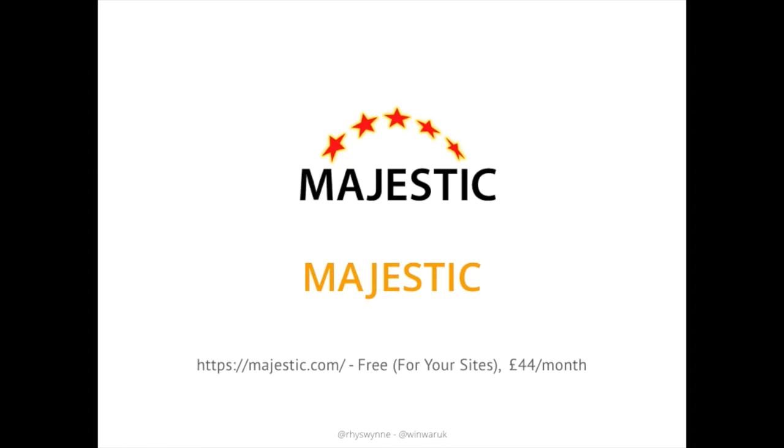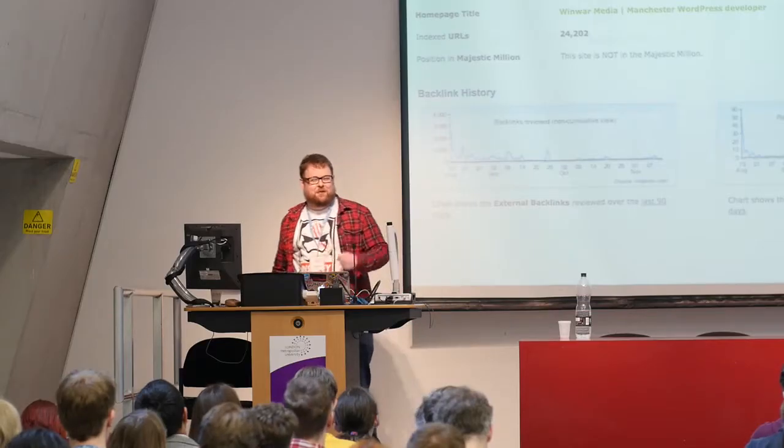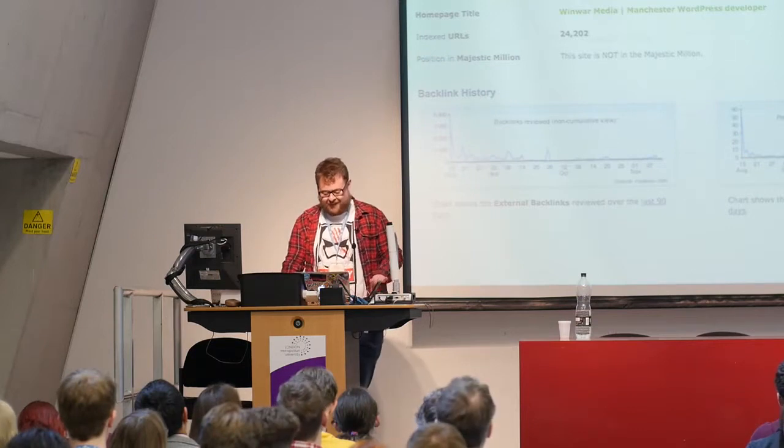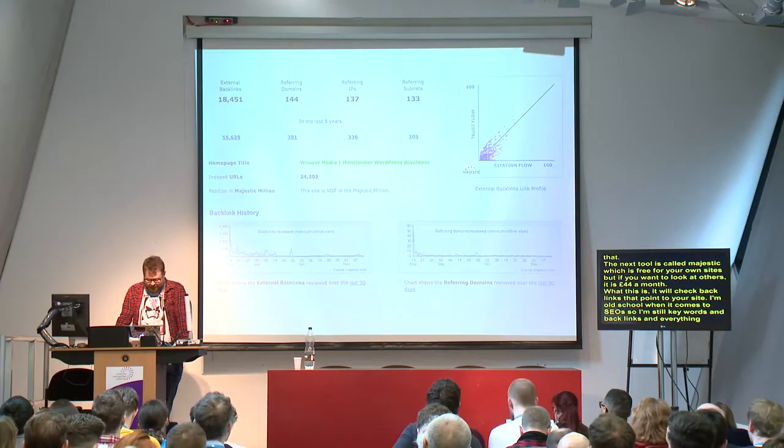Next tool is a tool called Majestic, which is free for your own sites, but if you want to look at other people's sites, it's £44 a month. What this does is it will check backlinks that are pointing to your site. I'm quite old school when it comes to SEO, so I'm still into keywords and backlinks and everything like that. So it's moved on a lot since I've probably got out of the game.